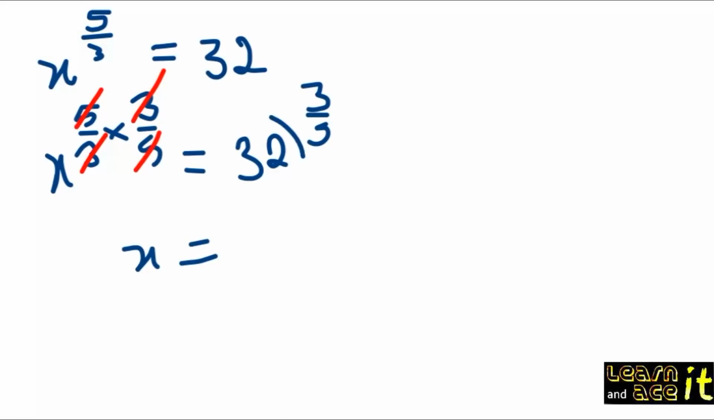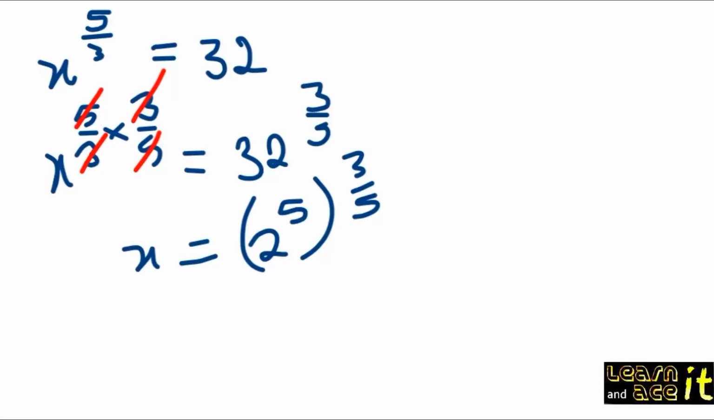And then 32 is the same as 2 to the power of 5, and then we raised it to the exponent of 3 divided by 5. Now from here 5 will cancel 5, and then we'll remain with 2 to the power of 3. Now what is 2 to the power of 3? That is going to give us 8 there. So that's our final answer for this question. So it will be 8 there.